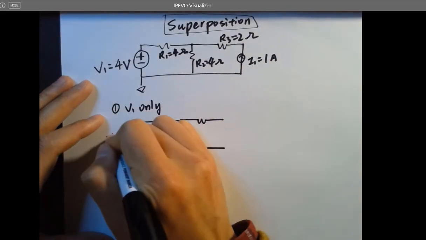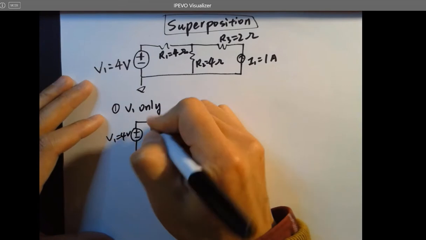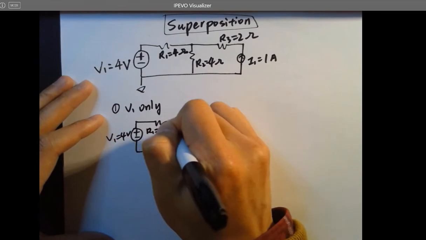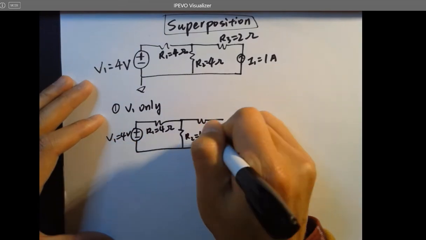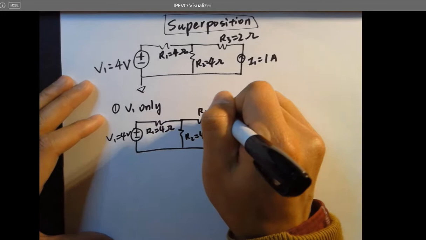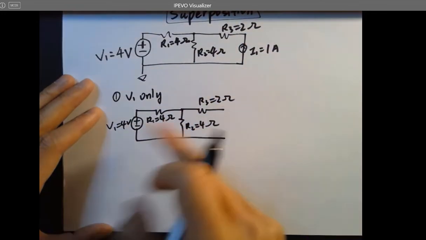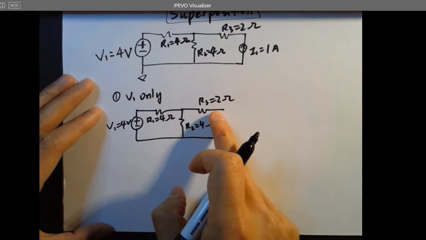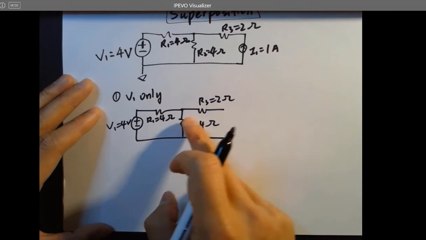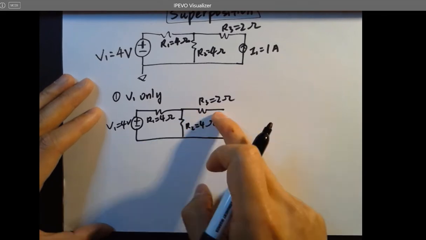Okay, so this is V1 equals 4 volts, R1 is 4 ohms, R2 is 4 ohms, and R3 is 2 ohms. The current source is removed, so there's nothing over here. In that case, there's no voltage applied to R3 and no current flows through R3.